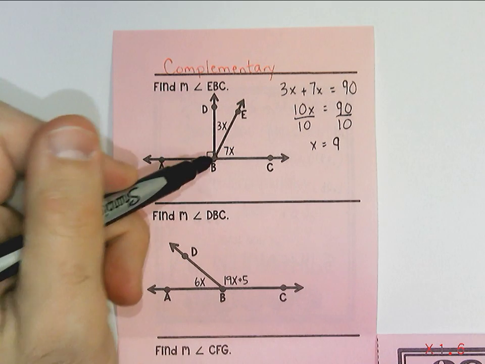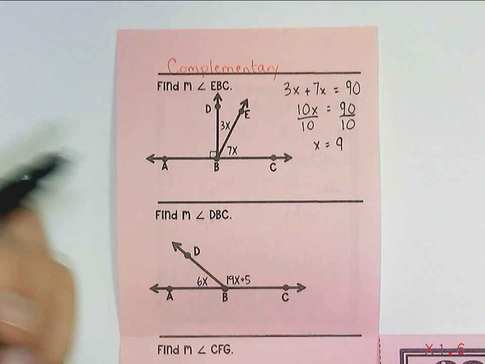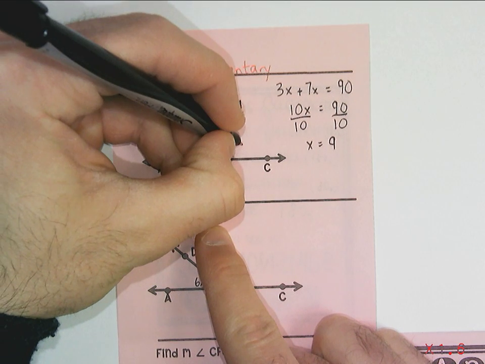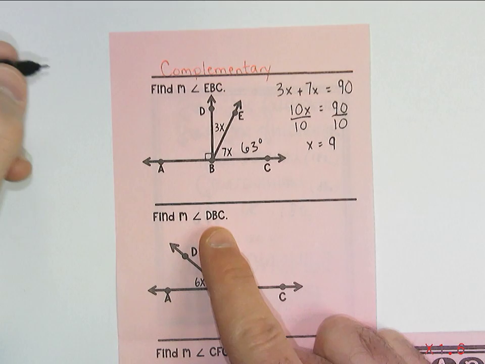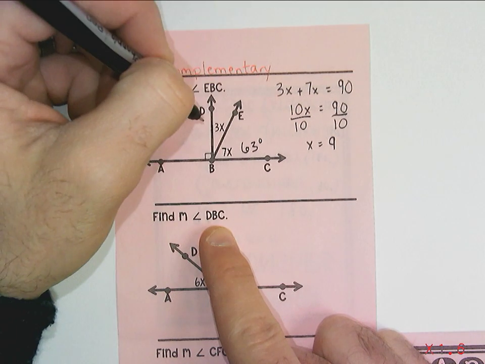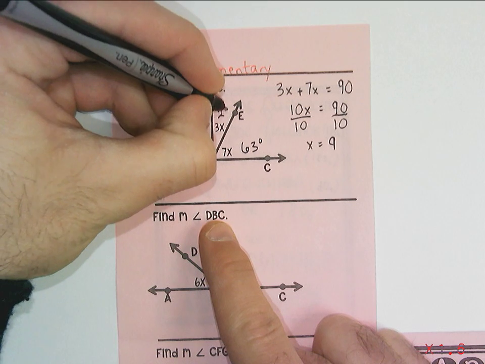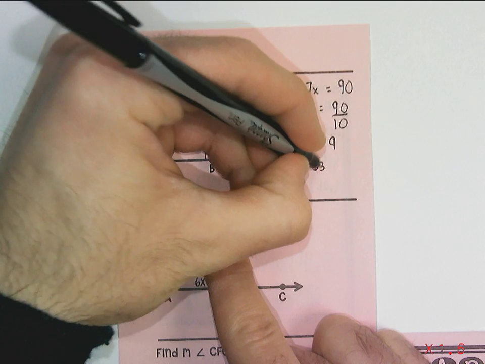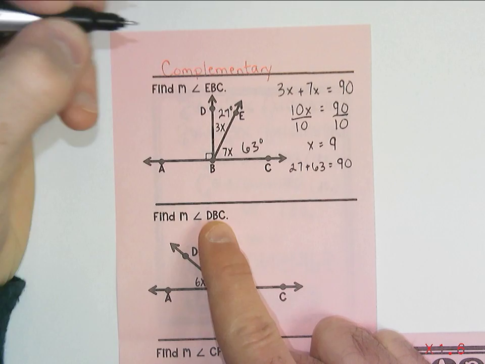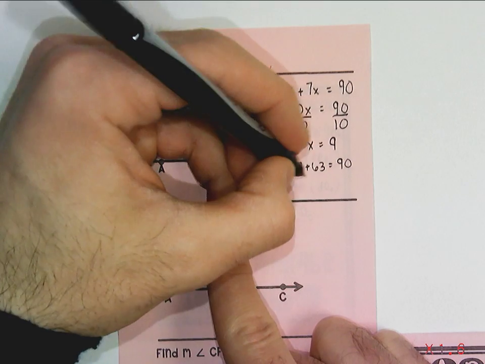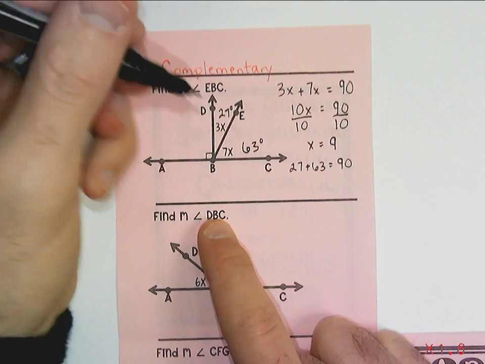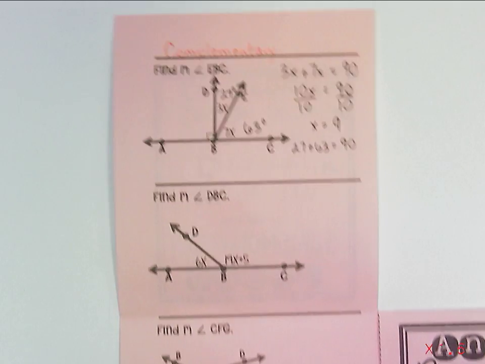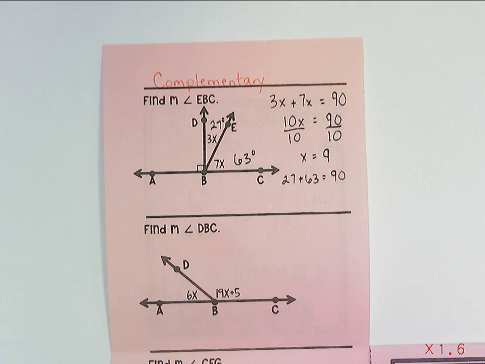And we can find the measure of both of these angles and make sure that they add up to 90 degrees. If they do, we're good to go. So 7 times 9 is 63, so this is a 63 degree angle. And 3 times 9 is 27, so 27 degree angle. So 27 plus 63 is 90. Because we'd have 20 plus 60 is 80, 7 plus 3 is 10, so they add up to the correct measures. So that's a complementary angle, adding up to 90.